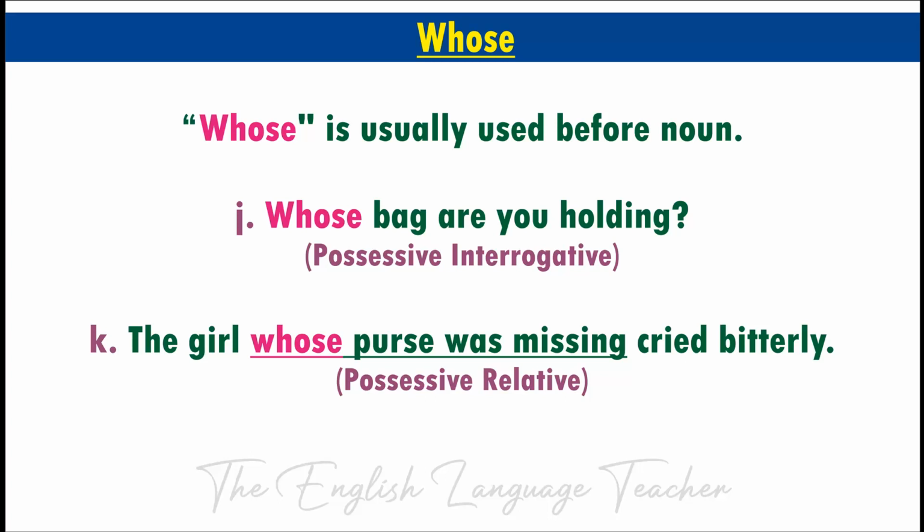In example K, the girl whose purse was missing cried bitterly. In this case, whose is a relative pronoun because it introduces the relative clause whose purse was missing. So adding to the fact that whose in example K is possessive, it is also relative. So we can say it is possessive relative.